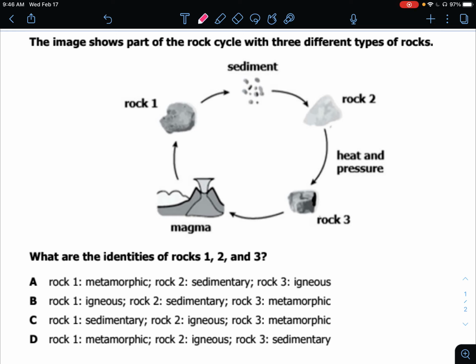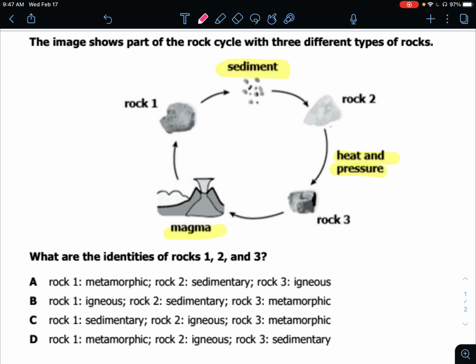So let's take a look at this cycle here. We have different processes being shown. So we've got heat and pressure, we have magma, we have sediment, but we don't have the actual rocks identified. How we are used to doing it is it shows the rock type, and then we say, okay, how do we make a metamorphic rock? Or how do we make an igneous rock? But this question's asking the opposite. Here's how they're happening, here's what's causing them to happen, but what rock is actually forming because of it.